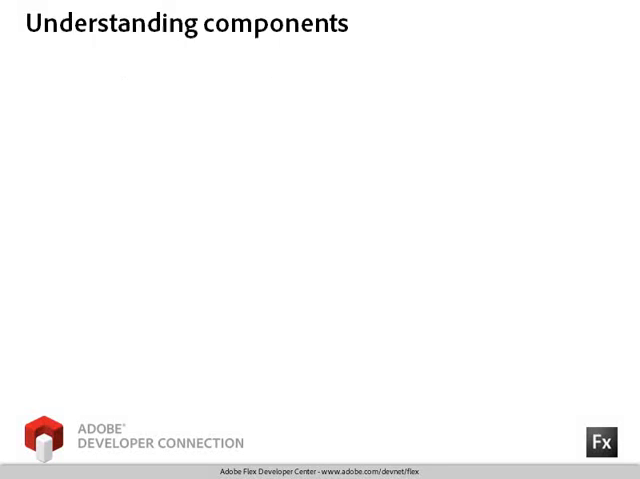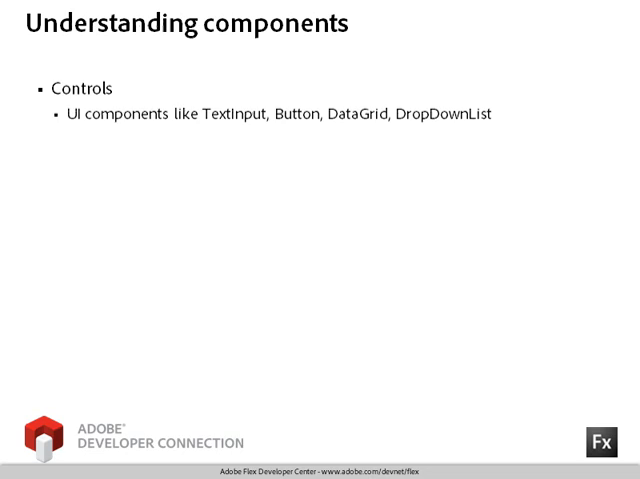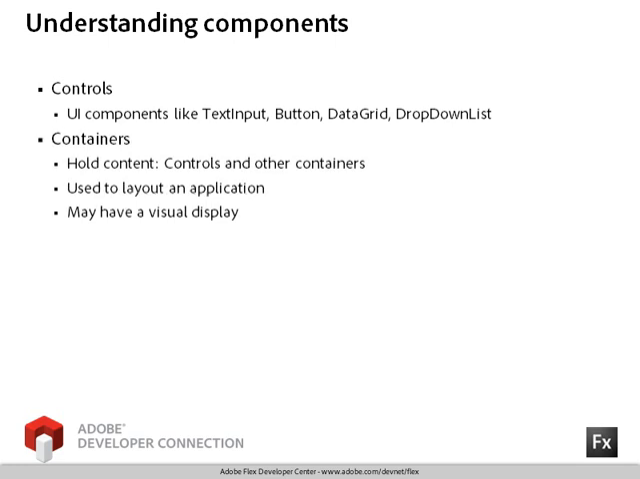So, what are Flex UI components? For both the Spark and MX libraries, there are two categories of components: controls and containers. Controls are UI elements like text input, button, data grid, or drop-down list components. Containers hold content, which could be controls or other containers. Their main purpose is to lay out the content of your application. Since they are primarily for layout, not all of them have a visual display.